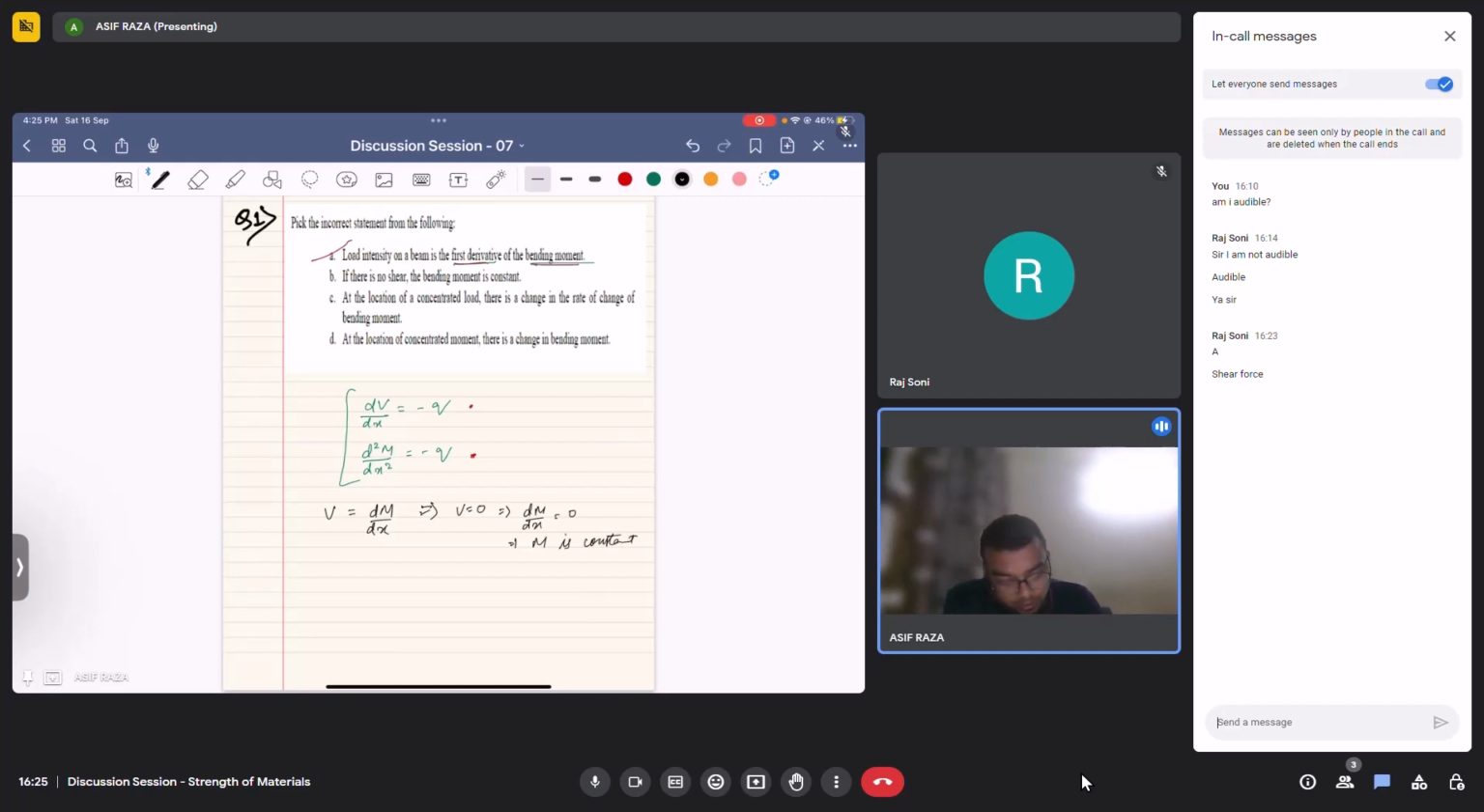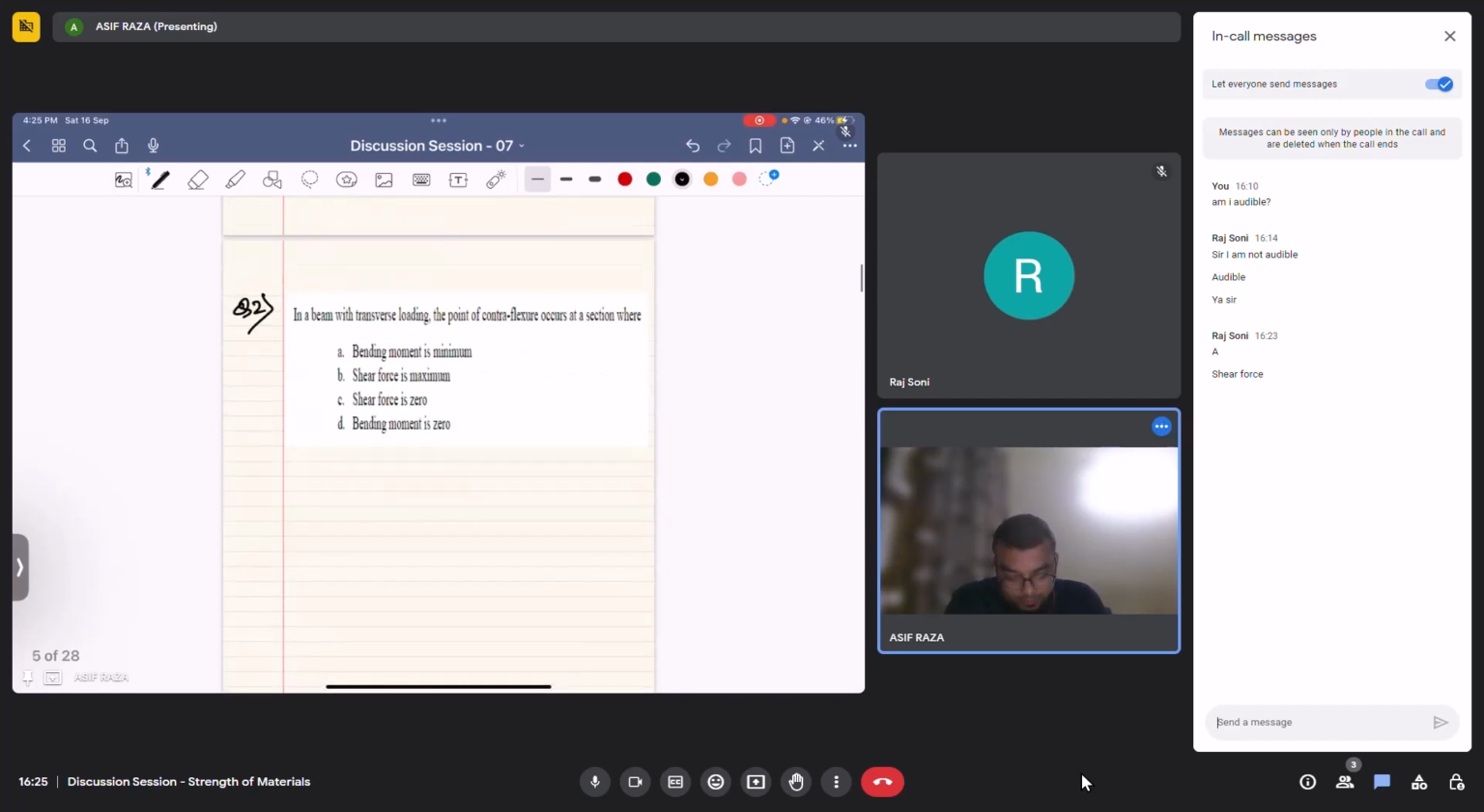Option C, at the location of a concentrated load, there is a change in the rate of change of bending moment. So that is also correct. And the last statement, at the location of concentrated moment, there is a change in bending moment. So that is also correct. Okay, moving on to the next question.